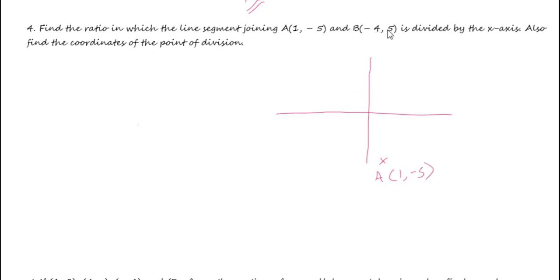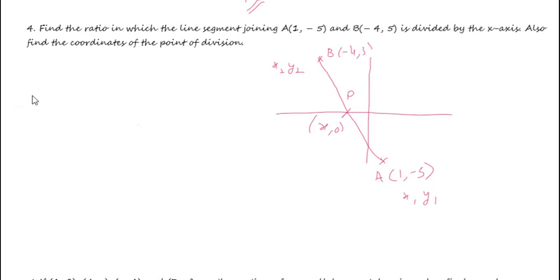Point B is (-4, 5). Somewhere here, this is point B, (-4, 5). So this is the line joining these 2 points. It cuts the x-axis in this point. So this is (x, 0). Y coordinate is 0 because this point is on the x-axis. Let us take this as x2, y2 and this as x1, y1.